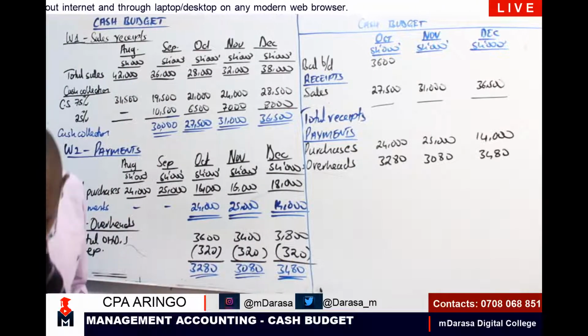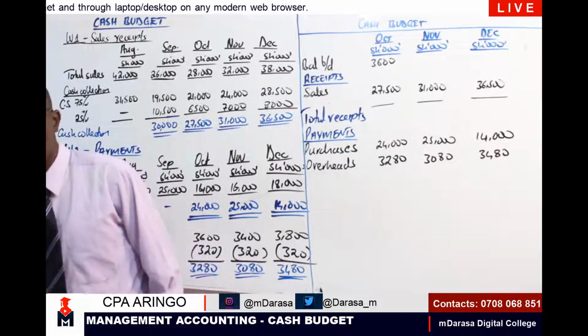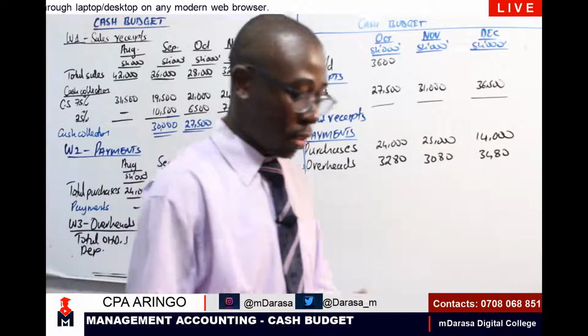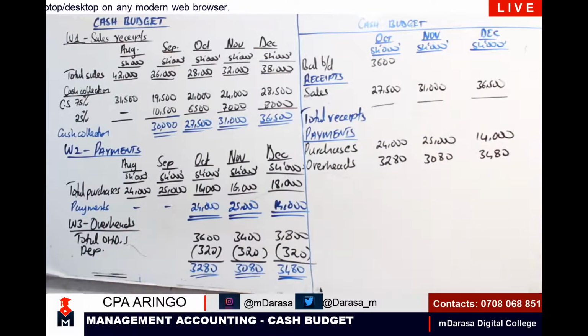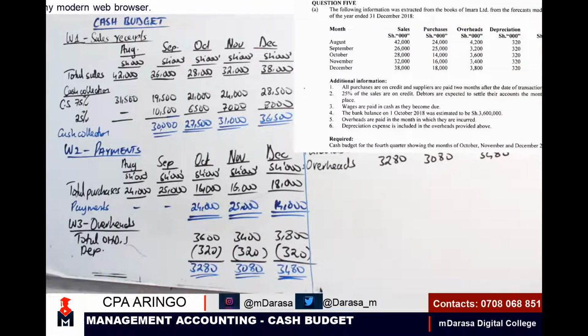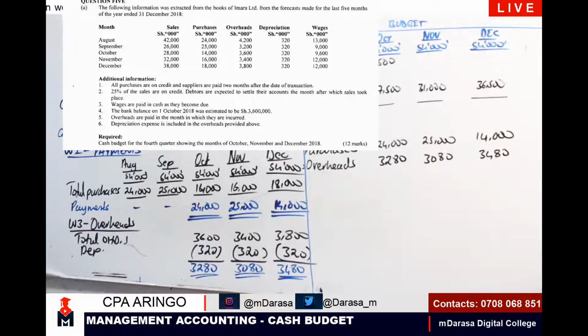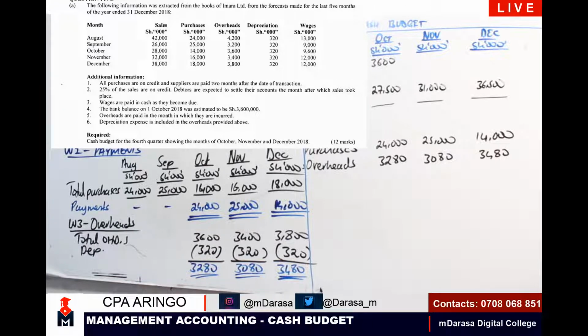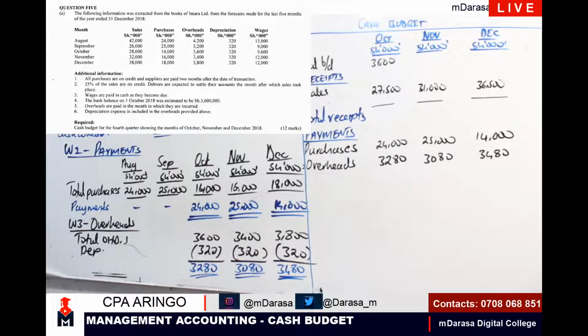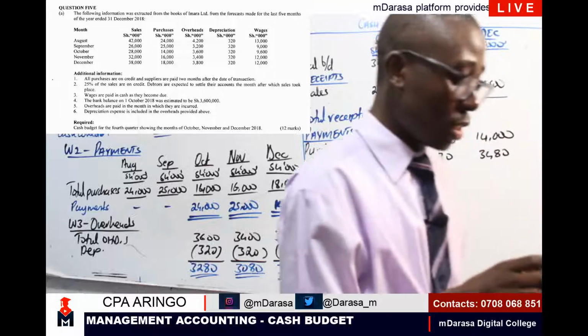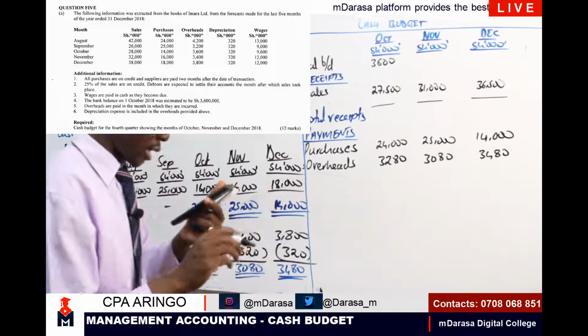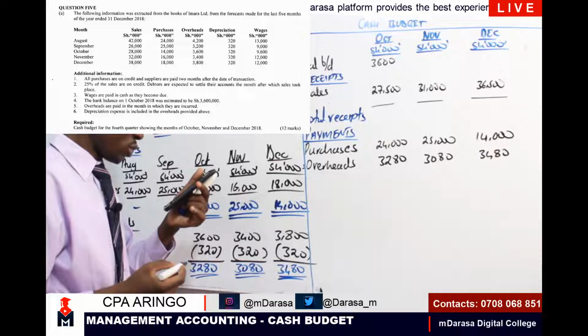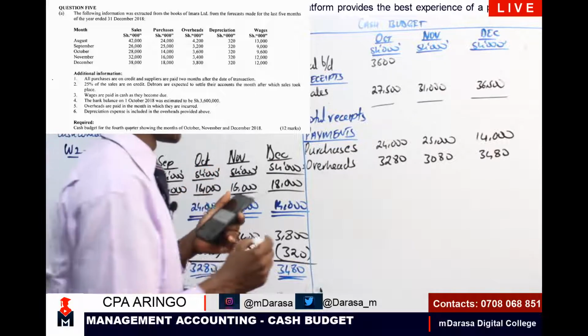Any other component to consider here, my good students? What will you be having? Consider other expenses that you are given. Just go to your question and see what we had. The only item that has remained is what? Not depreciation per se, but wages, right? Because depreciation is an uncashed item. So you're told that wages you are paying in the month that they were due.